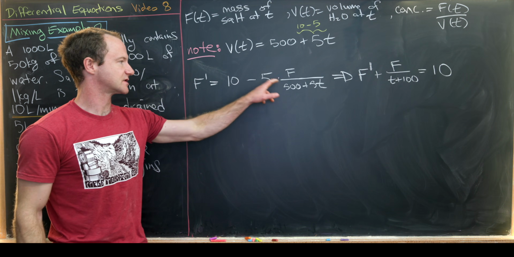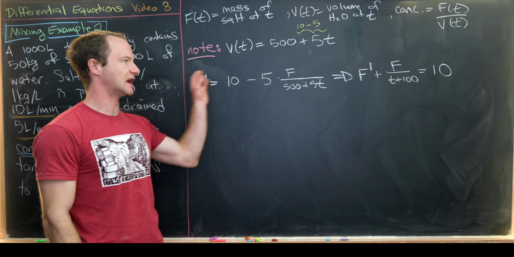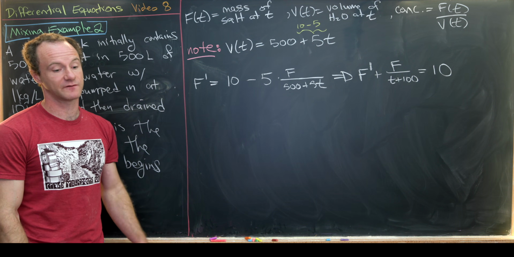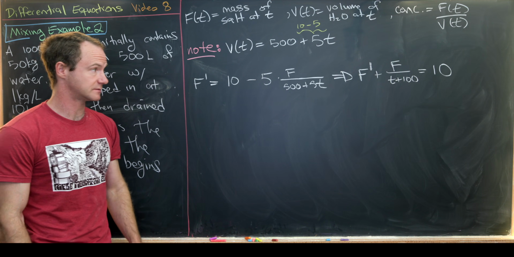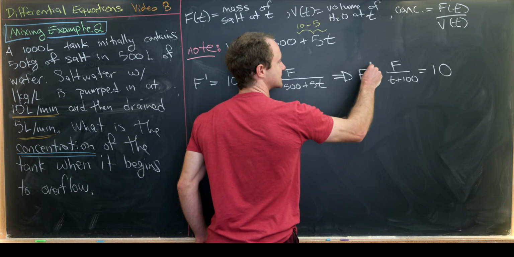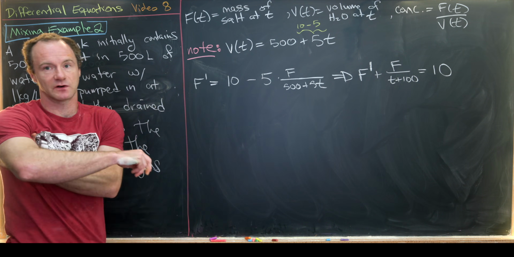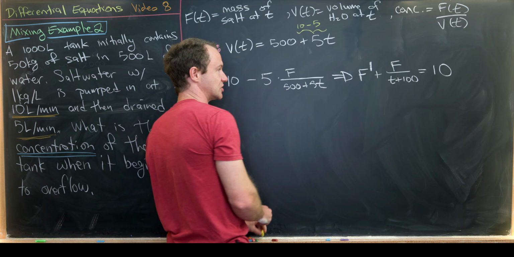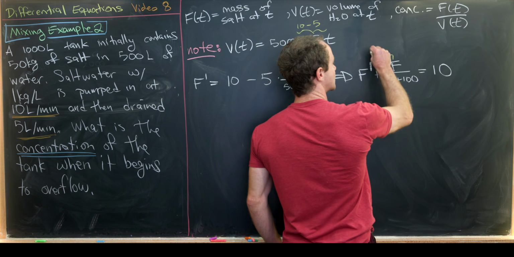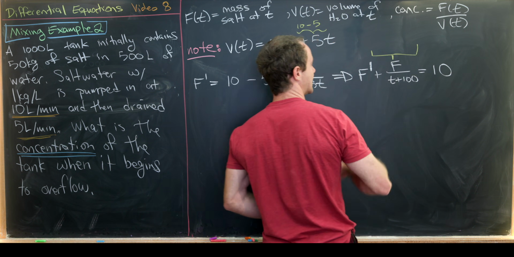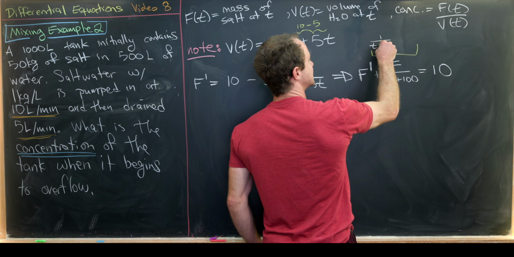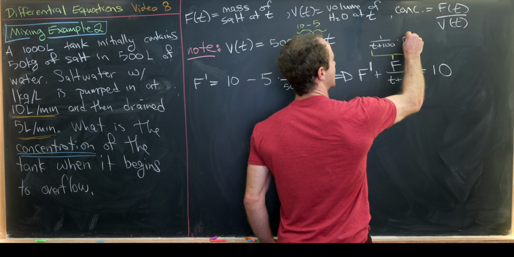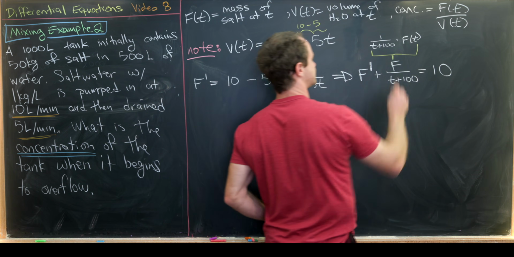Of course, I canceled this 5 with these 5s down here, and then I moved it over so it would look like a first order linear differential equation. Okay, so now we can use our standard solution strategy for a first order linear differential equation, thinking about this term right here as 1 over t plus 100 times f of t.